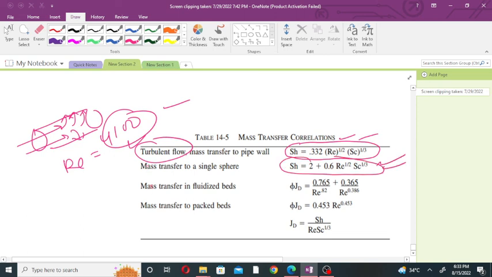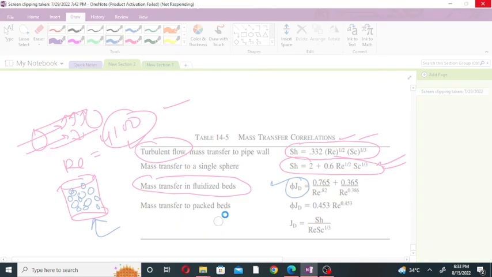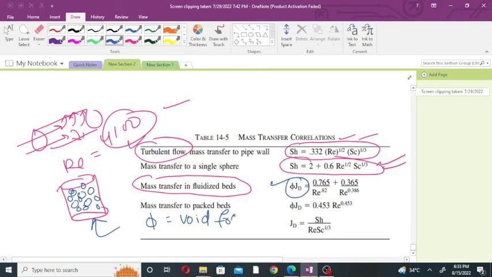Mass transfer in a fluidized bed. This is a fluidized bed. Suppose this is a bed, and there is some catalyst particle present in it, and if the velocity of the fluid here is very large, then it will form the fluidized bed. Then this correlation will be used, with the Colburn J factor, and this term shows the void fraction. Usually it is given to us as 20 or 30%.